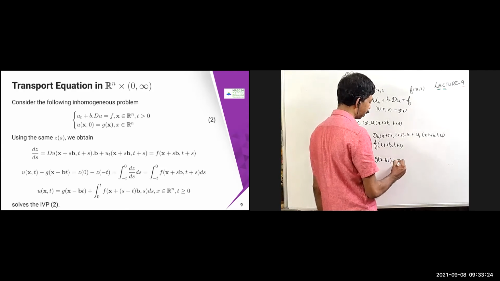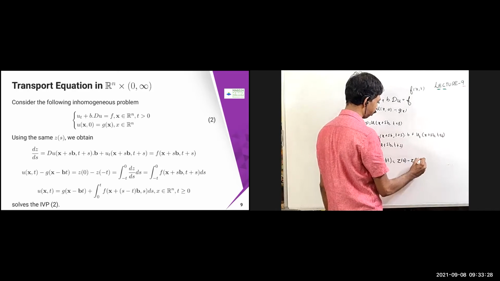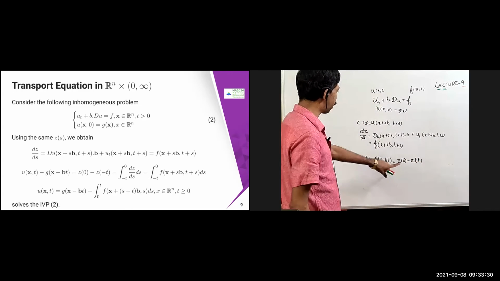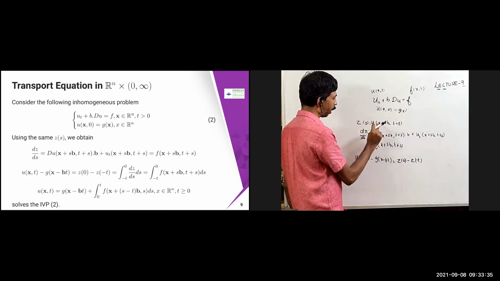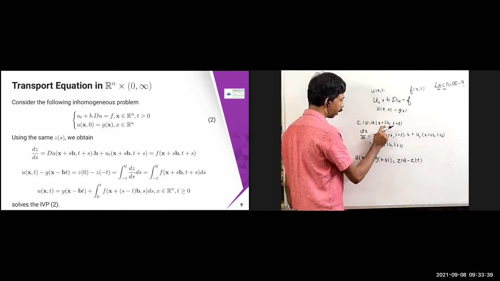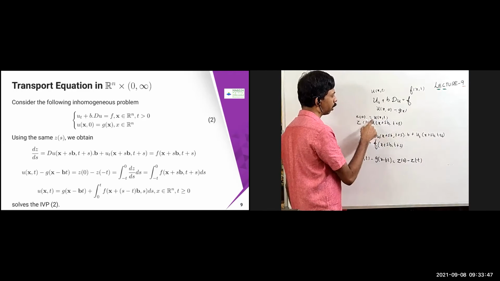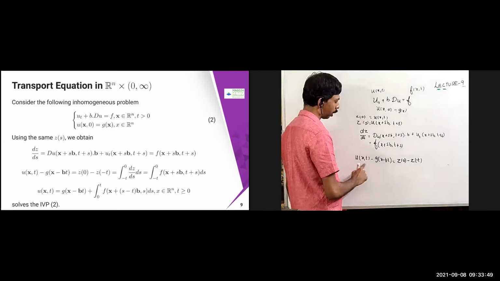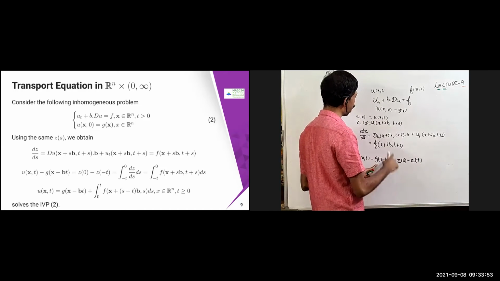I'm going to write it as z of 0. Okay. And this is going to be z of minus t. Because z of s, so you have u of x plus sb. Okay. So if I put z of 0, this becomes x, this becomes t. Okay. So z of 0, what is z of 0? This is nothing but u of x comma t. We are putting s equal to 0 here. Okay. So therefore, this is going to become u of x comma t. So that's what I have written here. So u of x comma t minus g of x minus bt. What is g of x minus bt?